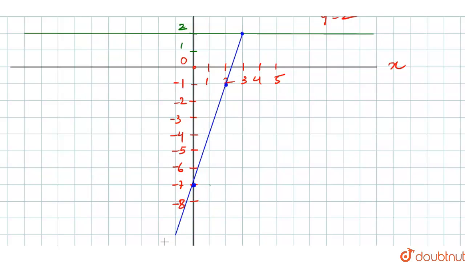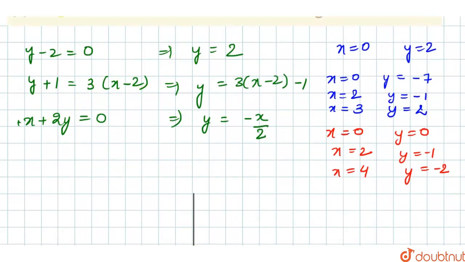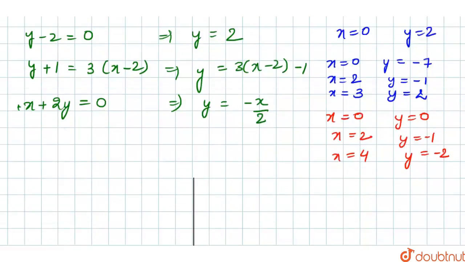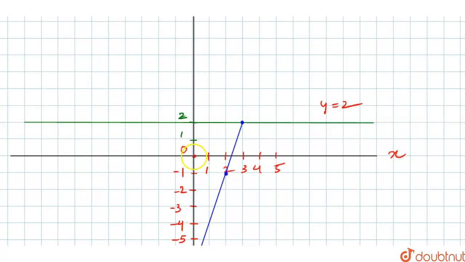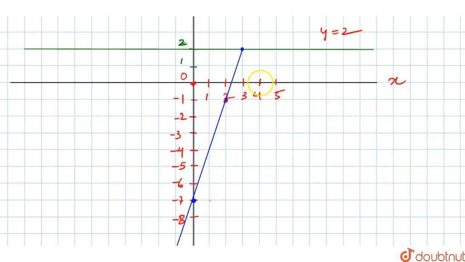Right? So this is the resulting line equation, and the third line is x plus 2y is equal to 0, right? So here our x is equal to 0 and y is equal to 0. The second point is 2 and minus 1. So the first point is this, second point is 2 and minus 1. So 2 and minus 1 will be right here. And the third point is 4 and minus 2. So 4 is this and minus 2 will be right here.